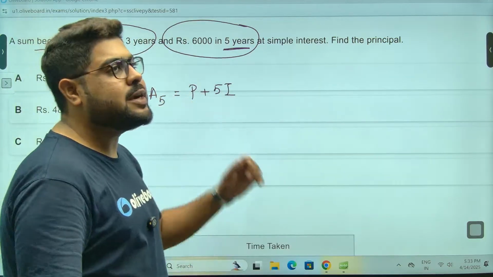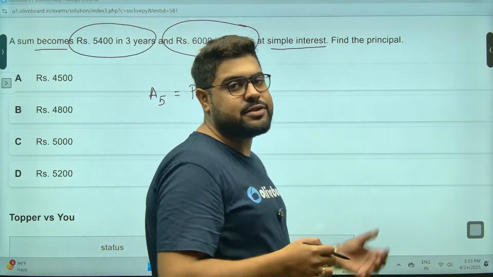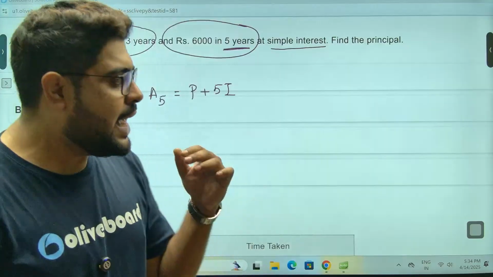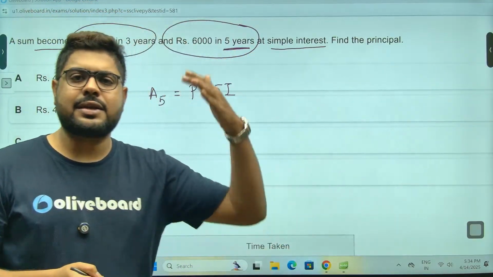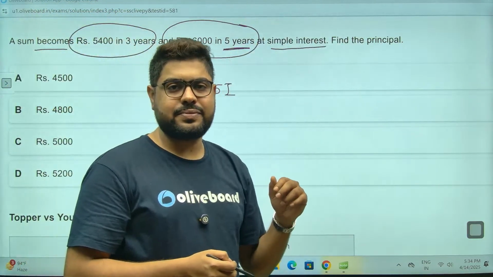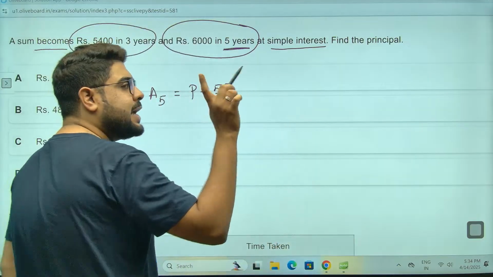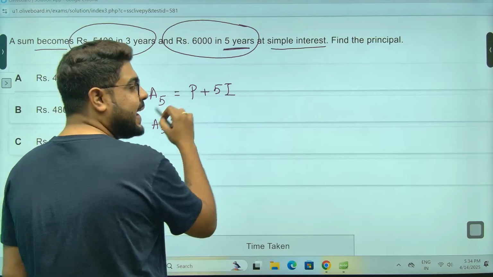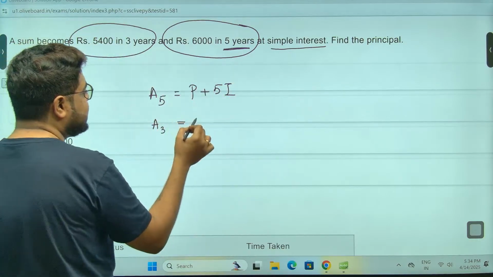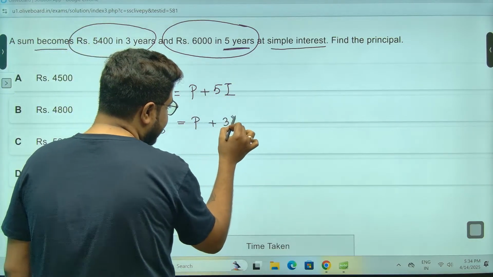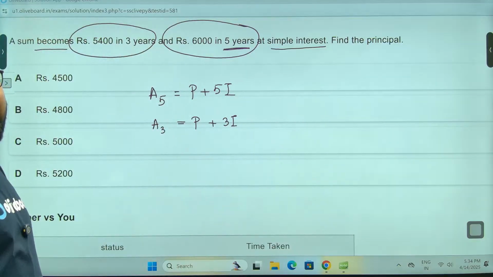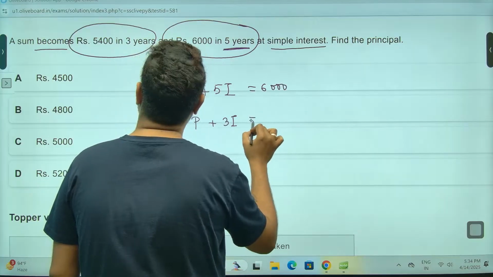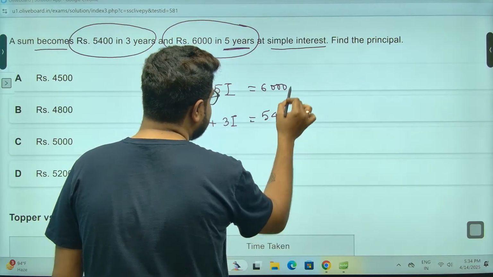Because in case of simple interest, interest is always constant. Whatever is the interest in the first year, same is the interest in the second year, the third year, the fourth year, same in 100 years. So for 5 years, I is each year's interest. Amount 3, meaning A3, 3 years amount, is P plus 3 years interest. Now this is given as 6,000 rupees and this is given as 5,400 rupees.